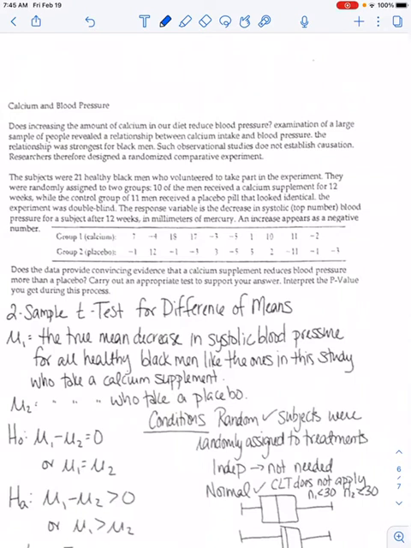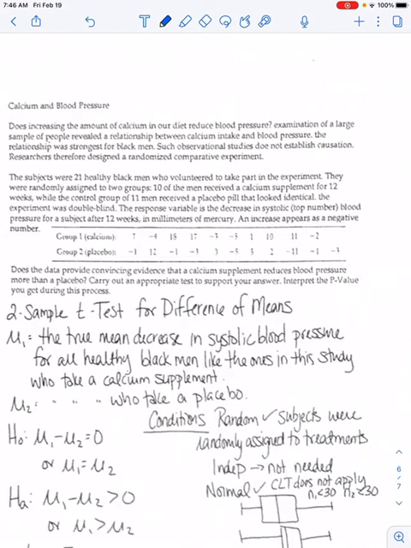The subjects were 21 healthy Black men who volunteered. Okay, so I already know I'm not a random sample. But they were randomly assigned to 2 groups. 10 men received the calcium supplement for 12 weeks, while the control group of 11 men received a placebo pill that looked identical. The experiment was double-blind. The response variable is the decrease in systolic, which is the top number of your blood pressure, for a subject after 12 weeks in millimeters of mercury. An increase is going to appear as a negative number.